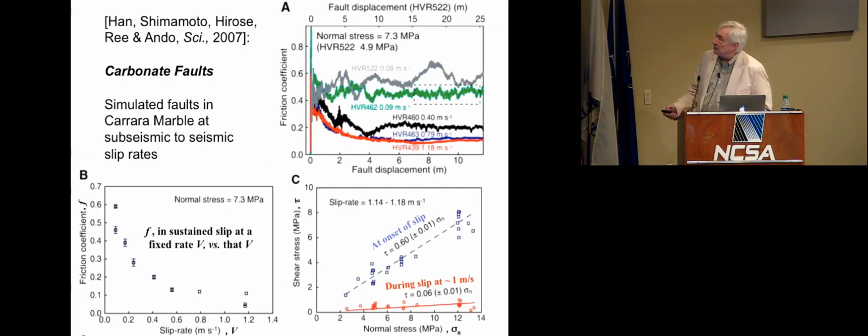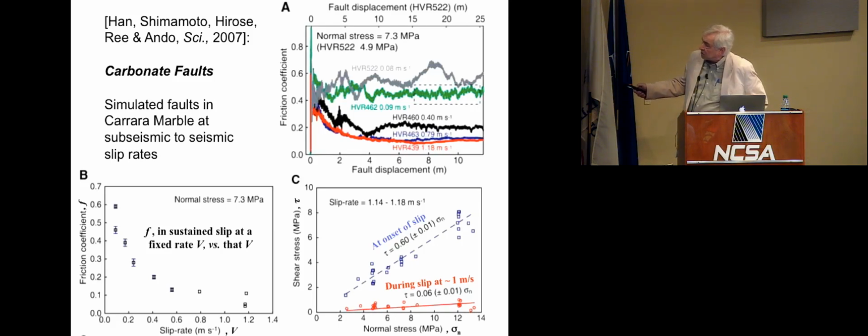So here's an example of a suite of experiments. This is friction coefficient versus amount of slip on the fault, or fault displacement in meters. It's a jumbled mess, but basically as you come down here, you're going from very slow slips, 0.08 meter a second, down to 1.18 meter a second. And these faster slips are in the range of what we think to be representative seismic slips.